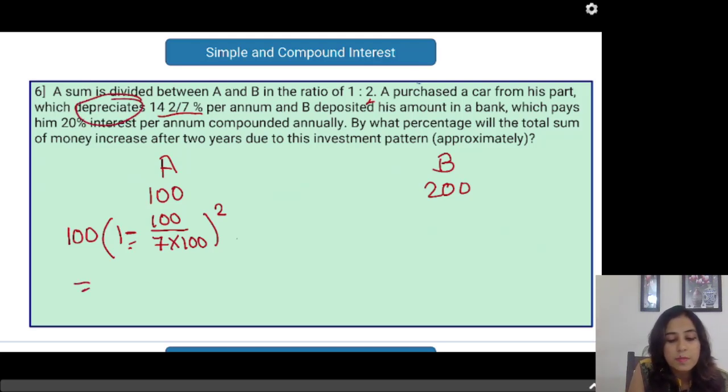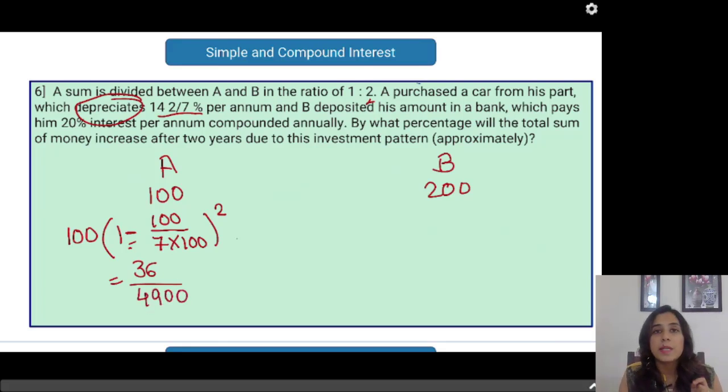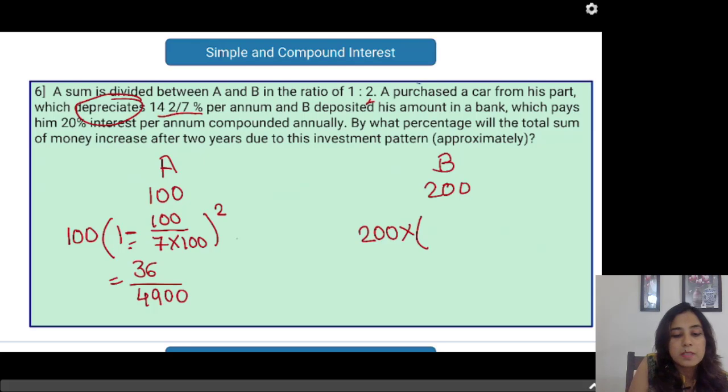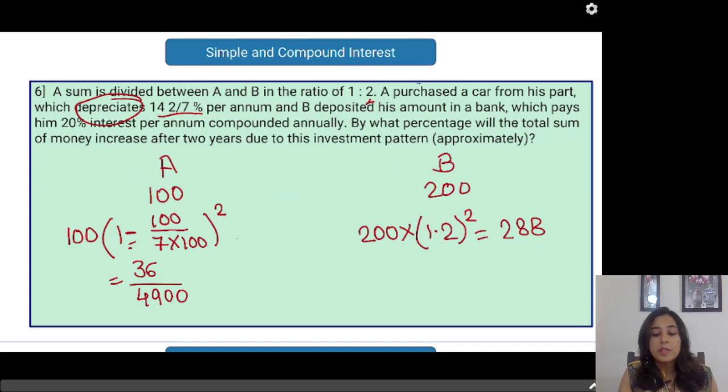So when you find out this value, it comes out as 36 upon 49 into 100. So that is the value that A has after 2 years. Now if you find out the value that B has, so B has put the money in appreciating assets, so B's money is actually growing. So we have 200 and the money is growing at 20%. So I have 1.2 the whole square, which comes out as 288 rupees after 2 years.